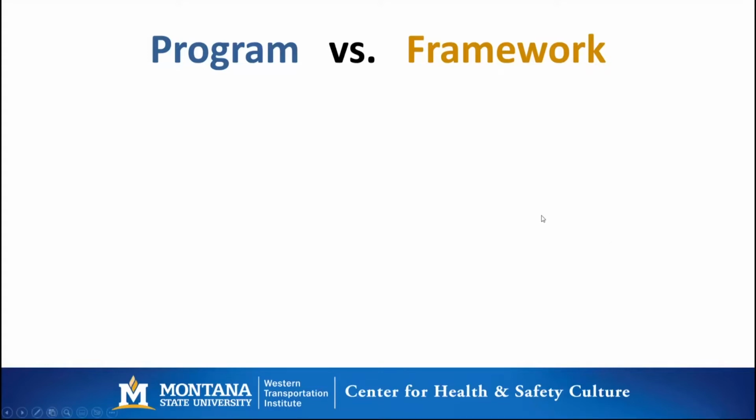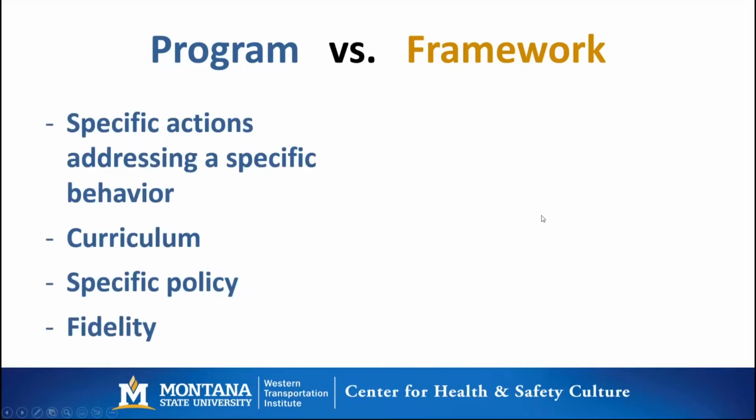So a specific program or strategy is really specific actions that are addressing a specific behavior. So you might be implementing a curriculum to reduce underage drinking. You might be looking at passing a specific policy to reduce distracted driving, right? So it's a specific action that you're taking to address a specific behavior, underage drinking or distracted driving. Maintaining fidelity to those actions is incredibly important, implementing that program or strategy with fidelity, so that you achieve the same outcomes that the program developers achieved as they were evaluating the program. So that's a program or a strategy.